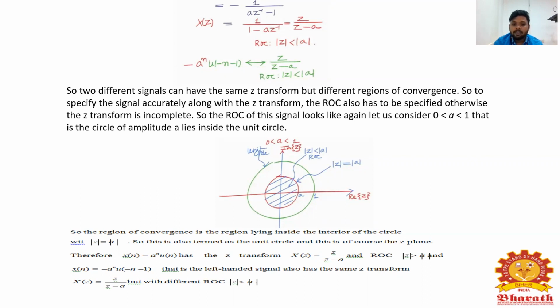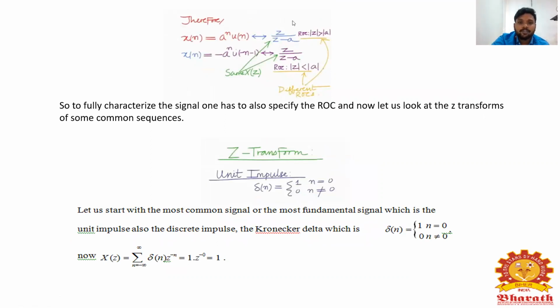For a power n u of n, the circle of amplitude lies outside the circle. For the left hand signal, the circle of amplitude lies inside the circle. That is the difference, but the z transform is the same for both signals. So this is the difference we have seen in the two different signals, that we have the same z transform but different regions of convergence. Here x of n is equal to a power n u of n, the same z transform, z divided by z minus a, and ROC modulus of z greater than modulus of a. For minus a power n u of minus n minus 1, we have the same z transform, z divided by z minus a, so the same x of z but different regions of convergence. Here we have modulus of z less than modulus of a.